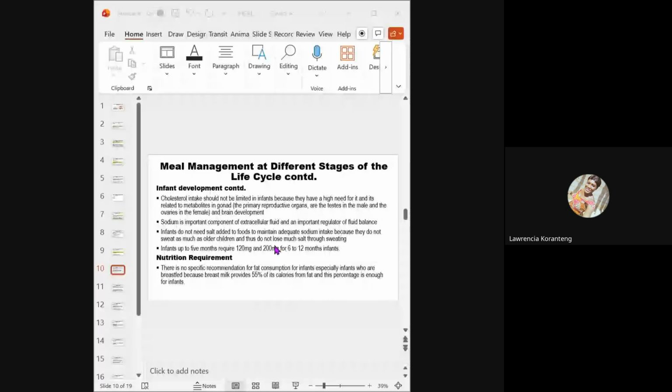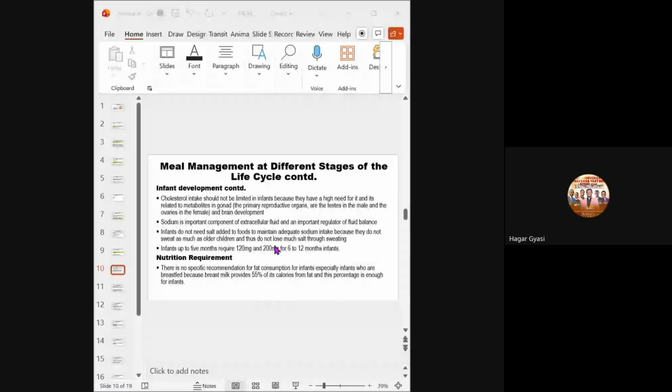So, sodium is an important component of extracellular fluid and an important regulator of fluid balance. So, you need to include sodium in their diet for fluid balance. When there is fluid balance, it also helps to regulate their body temperature. It's very important. Infants do not need salt added to food to maintain adequate sodium intake because they do not sweat as much as older children and thus do not lose much salt through sweating. So you don't have to purposely be putting in too much. The little sodium that comes naturally in their food and in the food that you are preparing is fine. So do not add too much salt into a child's diet because they don't need it.